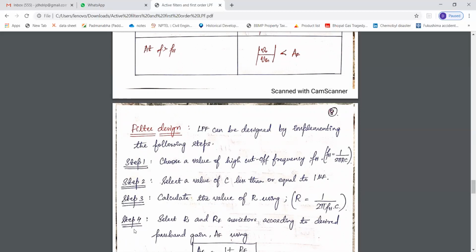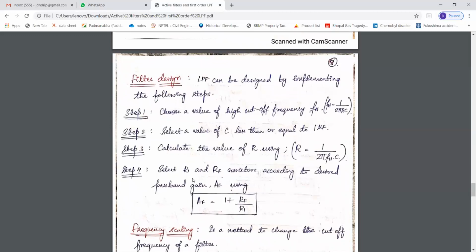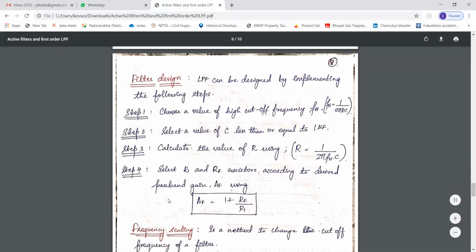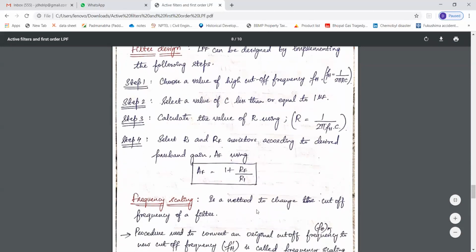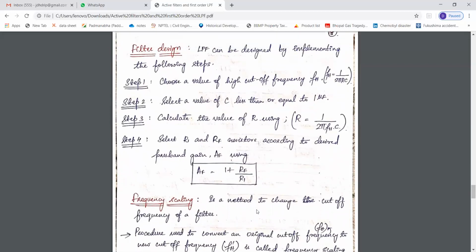And the last step is we are going to select the values of the resistors that will give us the required value of gain. RF and R1 are the resistors that are chosen in such a way that we obtain the needed value of the gain of the op amp. So we are going to select R1 and RF according to the desired passband gain AF using AF is equal to 1 plus RF by R1. So these are the steps. You must remember these steps while solving problems.